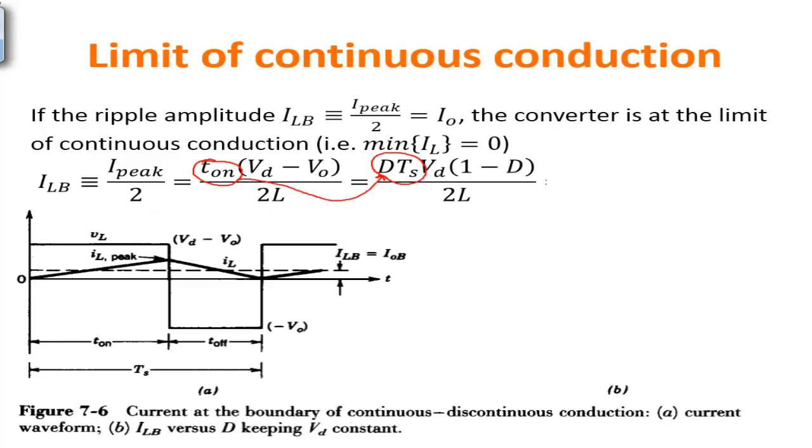Then we can write T on as D times Ts, where by definition D is the duty cycle, T on over Ts. And then you also see that we can exploit the fact that V0 is VDD times T on over Ts, so VDD times the duty cycle. So we exploit this second expression in order to put VDD out of the parentheses, so that we have D times Ts in the place of T on. Then we have Vd times 1 minus D in the place of Vd minus Vo.